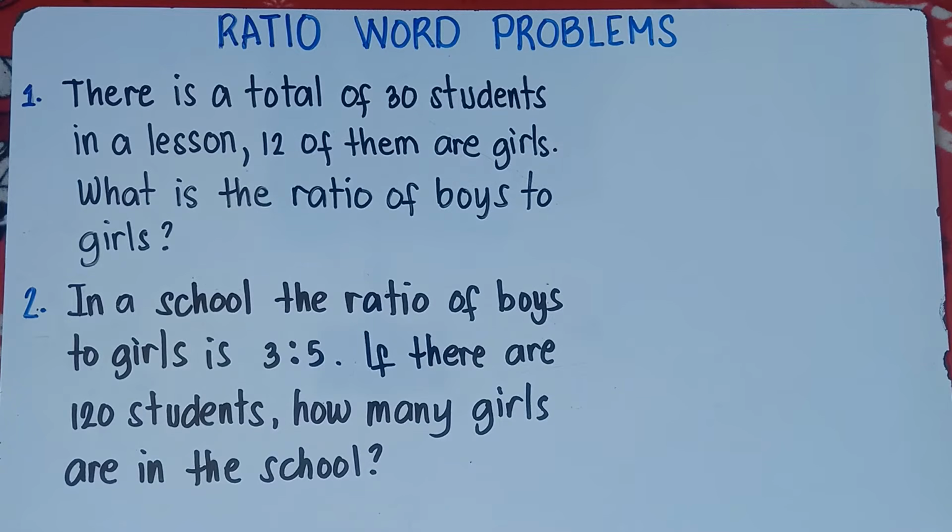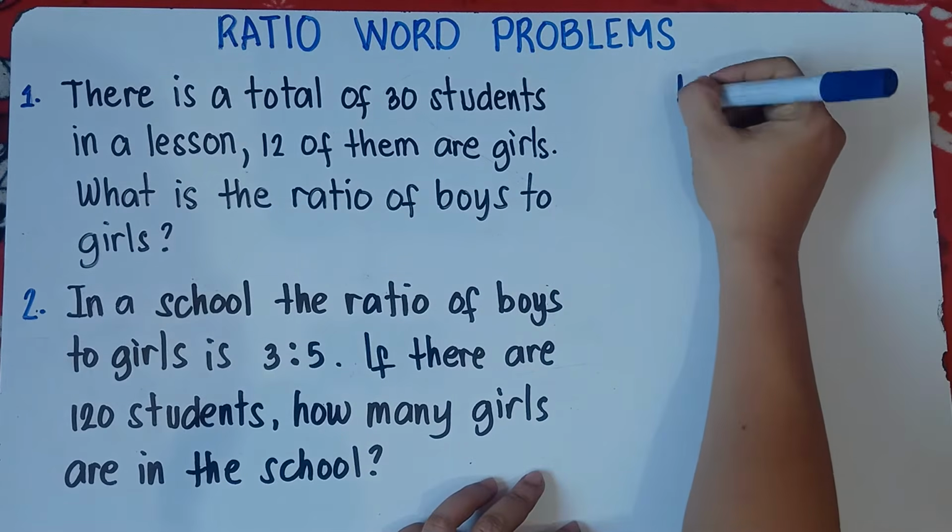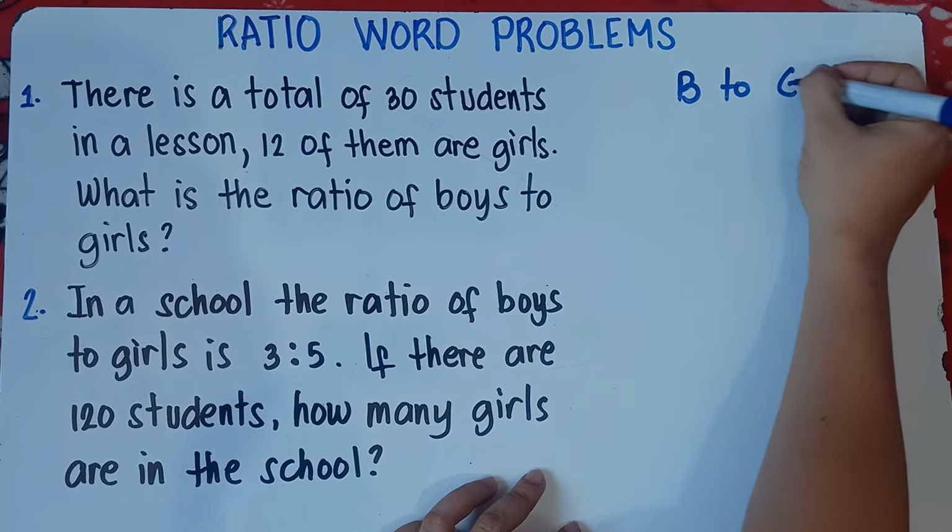Alright, so let's start with number 1. There's a total of 30 students in a lesson. 12 of them are girls. What is the ratio of boys to girls? So we are told to find the ratio of boys to girls.